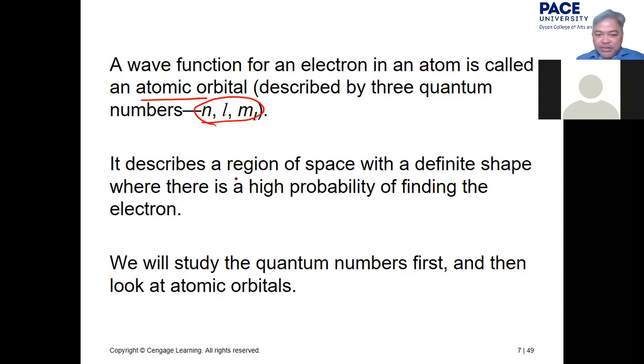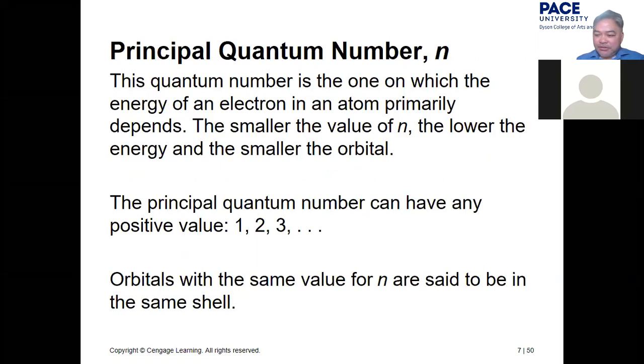And an atomic orbital describes a region of space with a definite shape where there is a high probability of finding the electron. Okay, so we look at the principal quantum number. This quantum number is the one on which the energy of an electron in an atom primarily depends. The smaller the value of n, the lower the energy of the electron, or what we call the energy level, and the smaller the orbital. So in terms of S, this refers to the size.